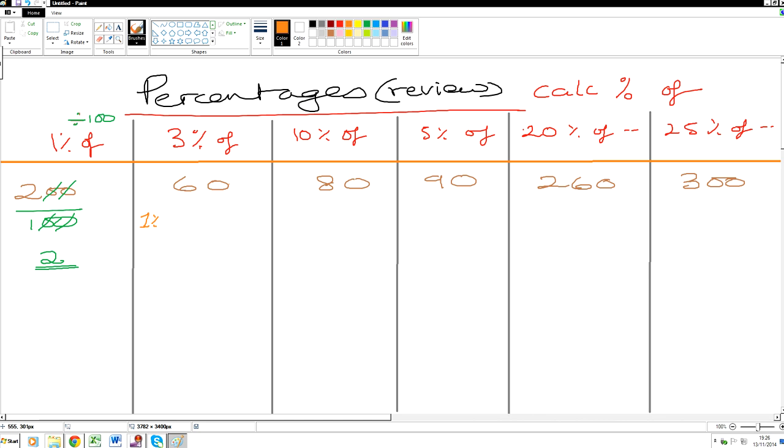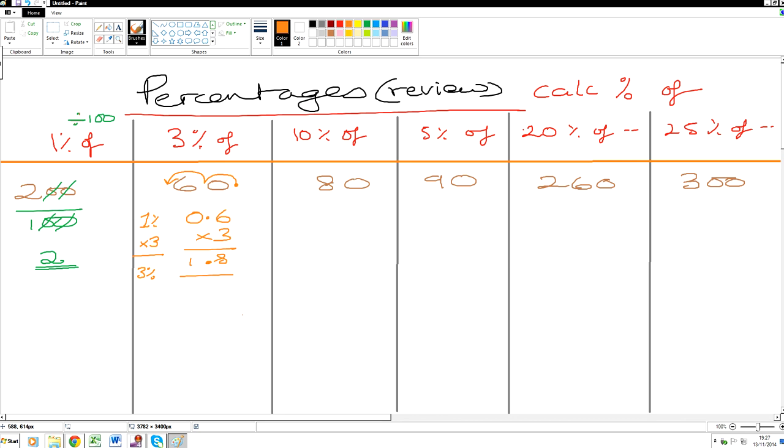Now if we want to work out 1% of 60, what do we do? We divide it by 100. So 60 divided by 100 gives us 0.6. Now, Ikra, I want to get from 1% to 3%. What do I do to 1% to make it into 3%? Times by 3. 0.6 times by 3 will give us an answer of 1.8. And that's 3% done.